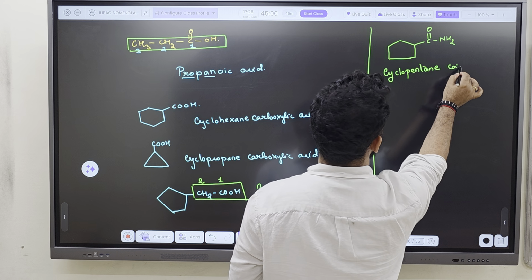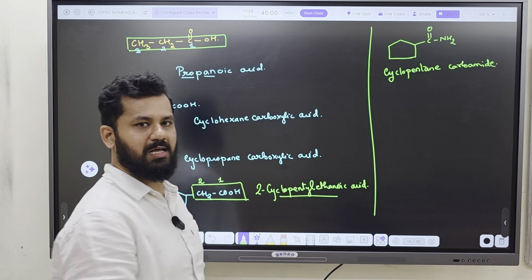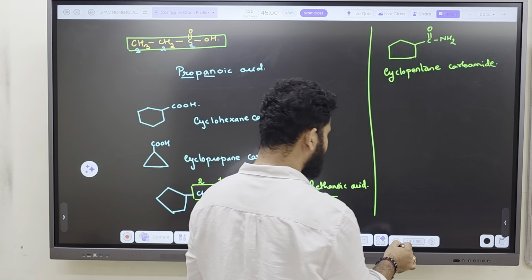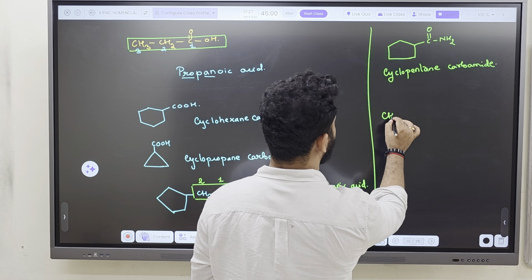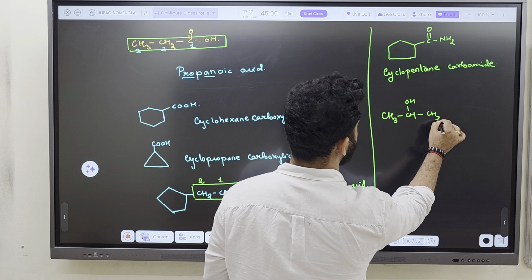Cyclopentane carbamide. So this is how we use the special suffixes. Now let us have one small example like this.